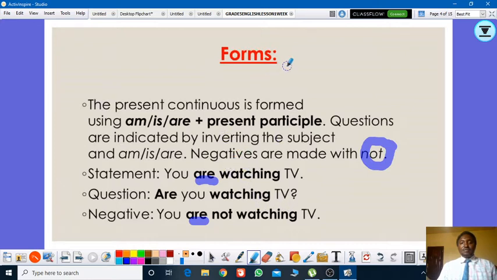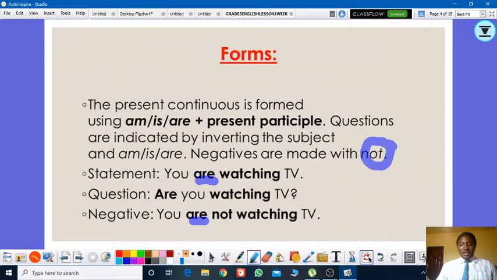So those are the forms: am, is, are, with the present participle, which is usually with ing. The affirmative example: you are watching TV. The question form: are you watching TV? And the negative form: you are not watching TV.